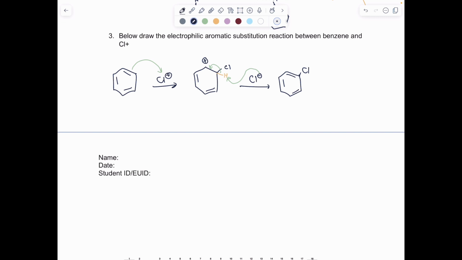And the way that I graded this was you received a point for showing the benzene attacking. You received a point for the correct intermediate, and then a point for each of the curved arrows here, and then a point for the final product. So this was worth 5 points.